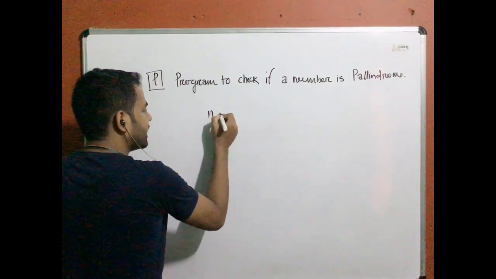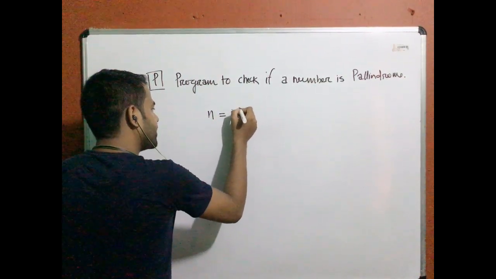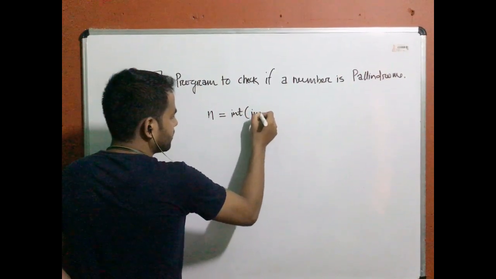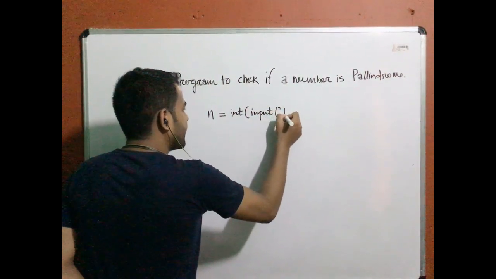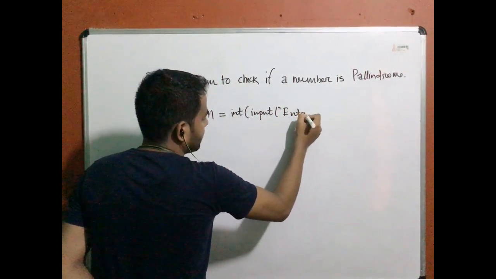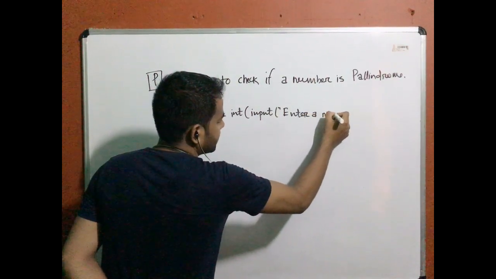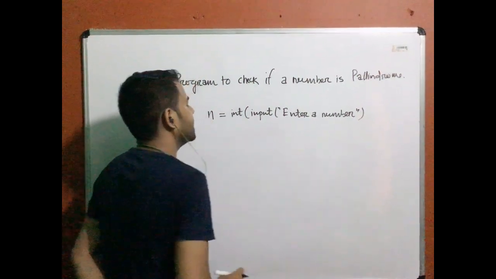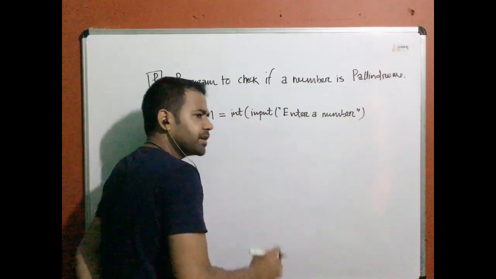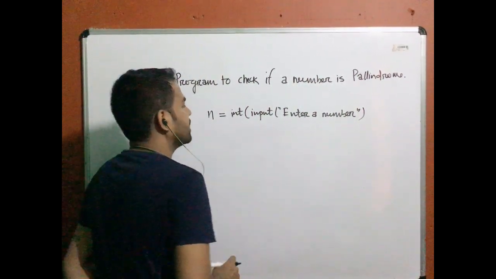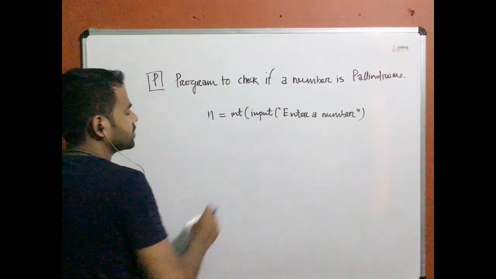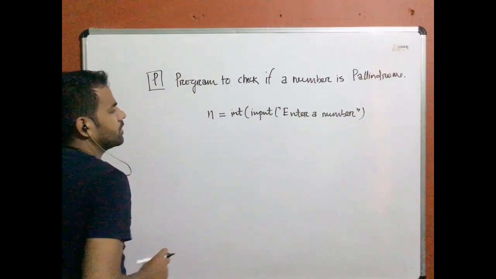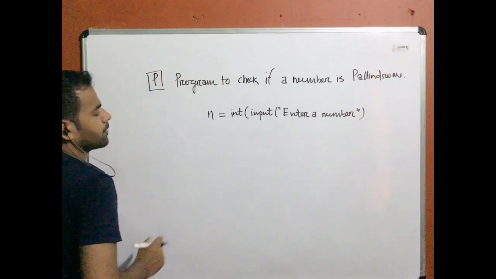I will write n equal to int of input, "enter a number", right? This statement is pretty well clear to everyone. "Enter a number" will be printed on the screen. The input function will keep waiting for the user to press a keystroke, so that we can bring the number out from the user, right?